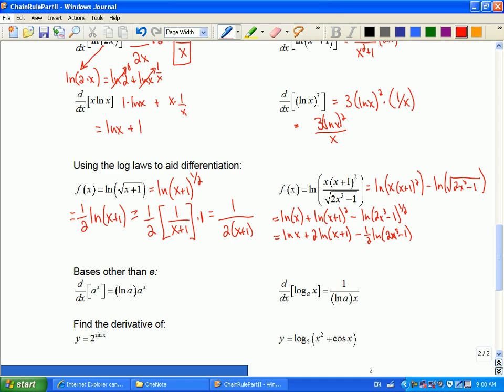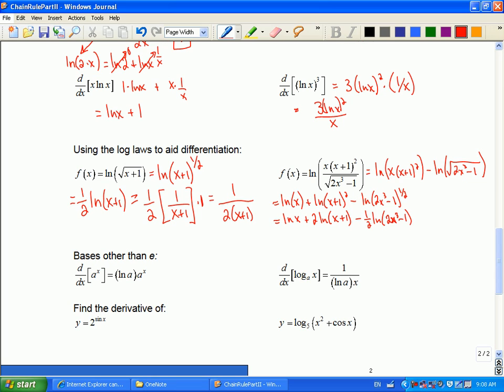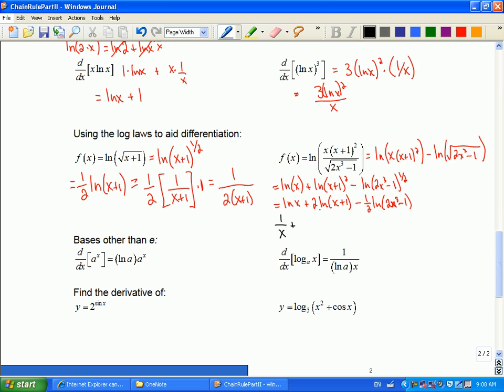So this is as far as I'm going to break it down, pulling those things apart. And that's much simpler to deal with. So what I'm going to do now is take the derivative of all the pieces. So I'll write the derivative in a different color. So 1 over x is the derivative of the first piece, plus 2 natural log x plus 1. That'll go to 2 over x plus 1. The derivative of the inside is just 1, so I would be multiplying by 1.